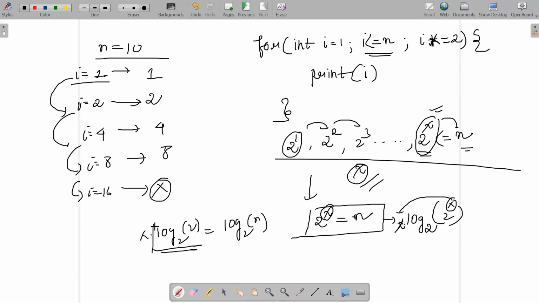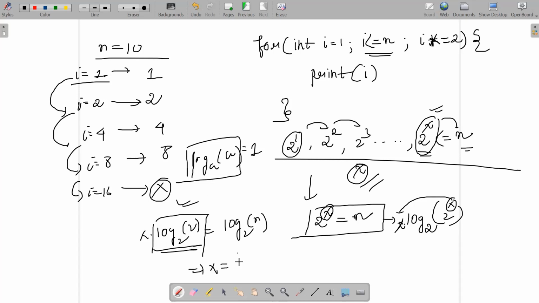What is this value equal to? Log base a of a, for all valid values of a, will always be equal to 1 as per the properties of log. Correct? So x is equal to log base 2 of n. So effectively, how many times is my loop running? x times, right? So what is the value of x? Log n. So what's the complexity for this loop? It's big O of log n.